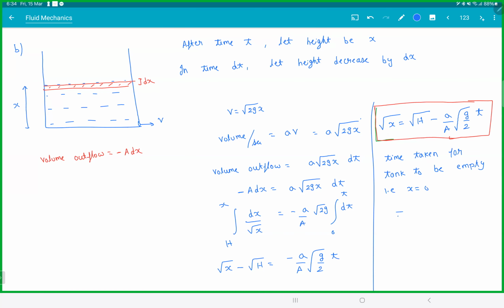Time is proportional to root h. There is a question like this in the exam. We have two water tanks. The height of one water tank is h and another tank is 4h. Find the ratio of time taken for the tank to become empty. If you have 4 times the height, it will take double the time. Clear? This is the time taken for the tank to be empty. So it is proportional to root h of the tank.